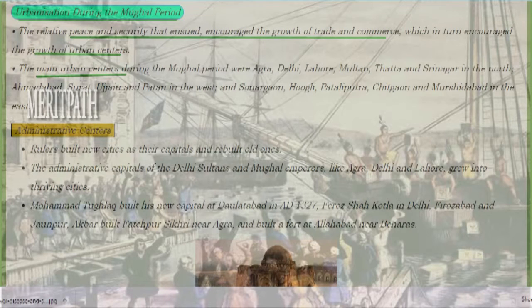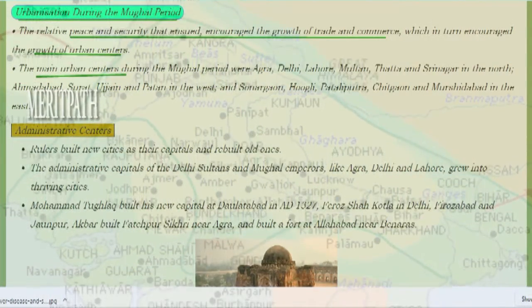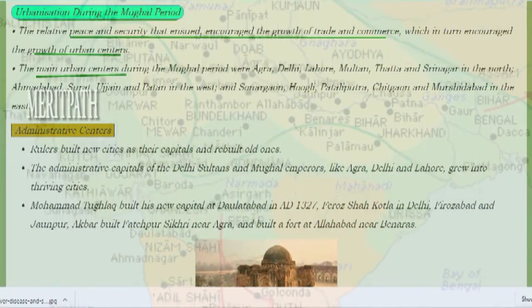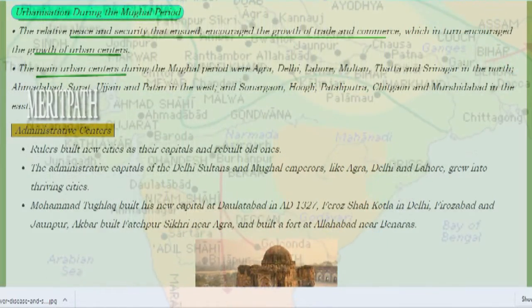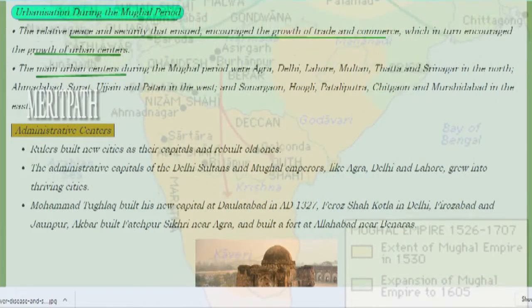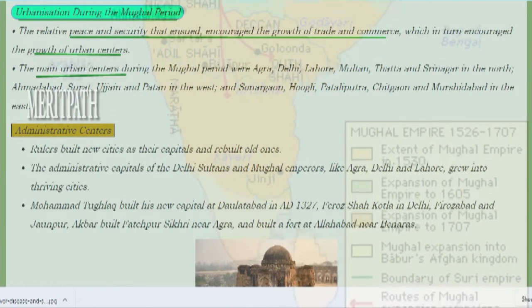How was the urbanization during the Mughal period? The peace and security ensured the growth of trade and commerce, and because of this growth, there was growth in the urban centers as well. The main urban centers during the Mughal period were Agra, Delhi, Lahore, Multan, Tatta and Srinagar. These were in the north. Ahmedabad, Surat, Ujjain and Patan were in the west. Sonargaon, Hooghly, Pataliputra, Chittagong and Murshidabad were the trade areas during the Mughal period in the east.